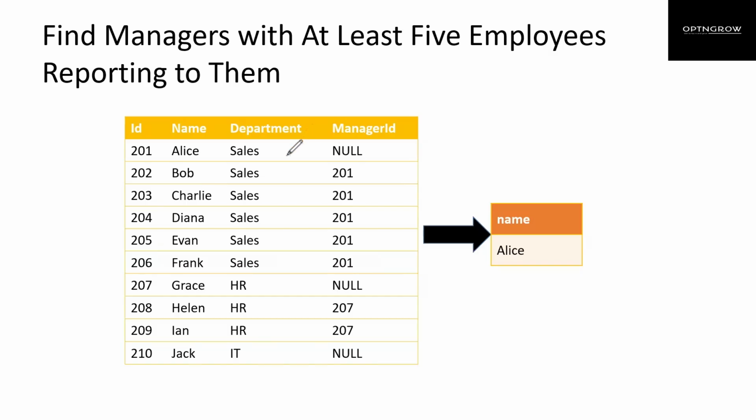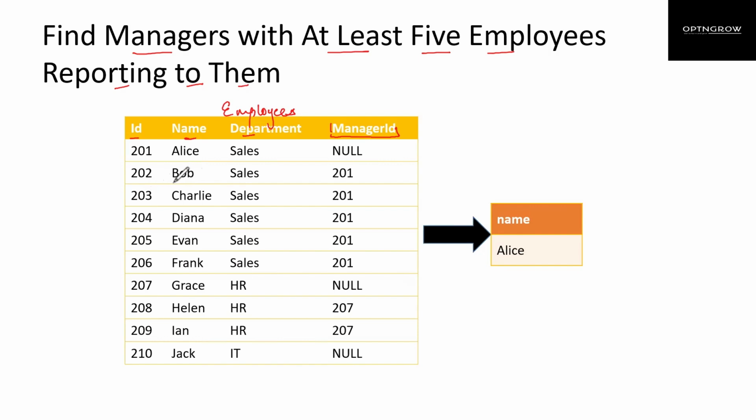Hey everyone, let's look into the question for this video. So we have to find the managers with at least 5 employees reporting to them. You can see over here that we have the employee table with 4 columns. The first 3 columns are the details of the employee like ID, name, department, and the fourth column is the manager ID of the employee.